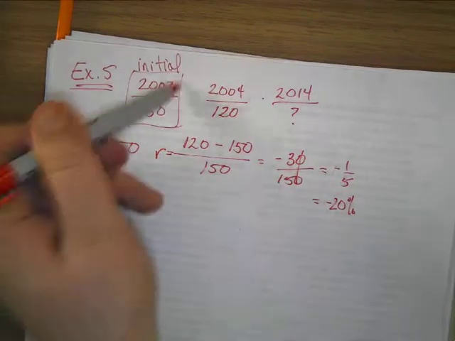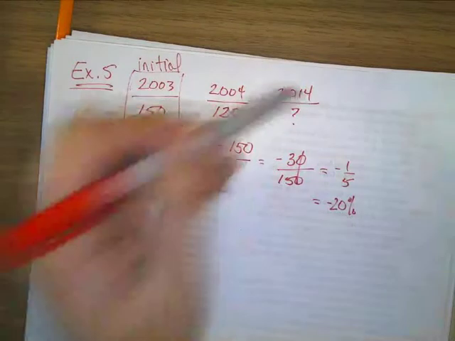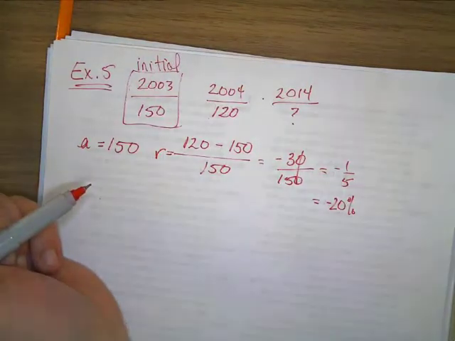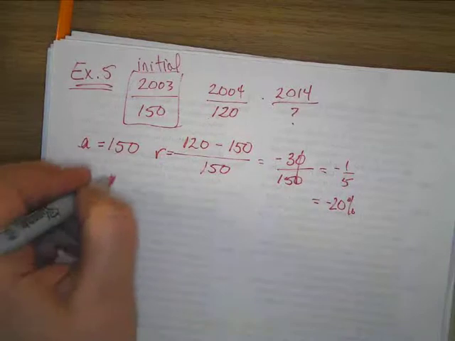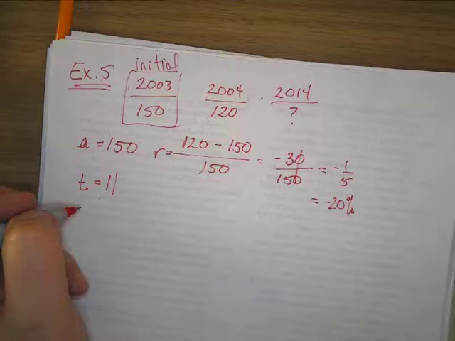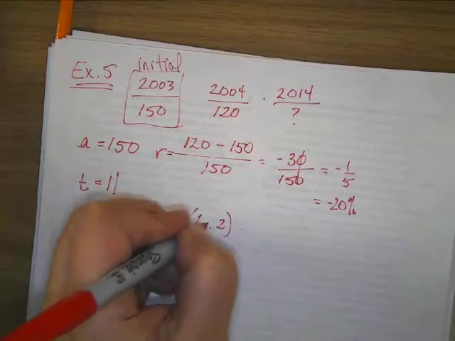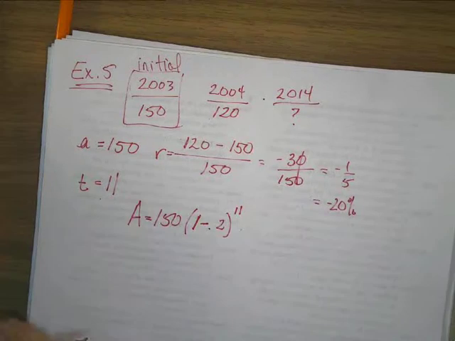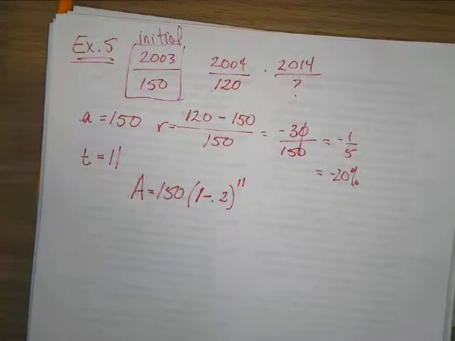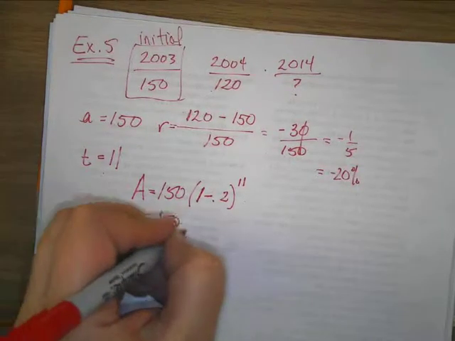And if our initial year was 2003, and we want to figure out 2014, what should we put in for our time? 11. Our T is going to equal 11 years. Is that okay? So our equation is going to look like 150 times 1 minus 0.2 raised to the 11. Other questions about where any of those numbers came from? Okay. So 150 and 0.8 to the 11th.